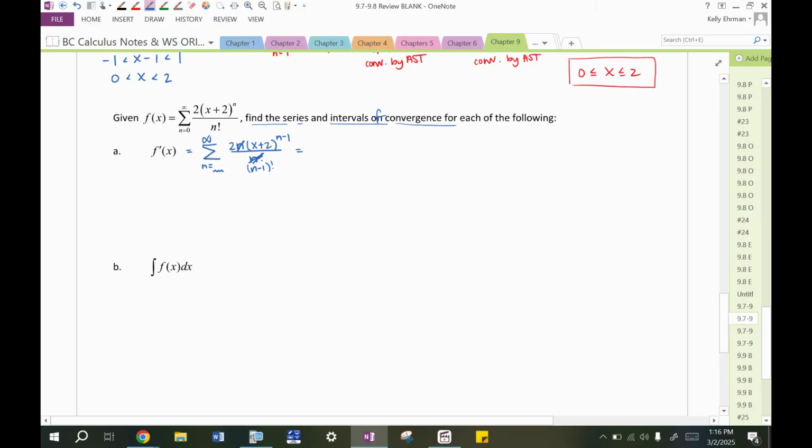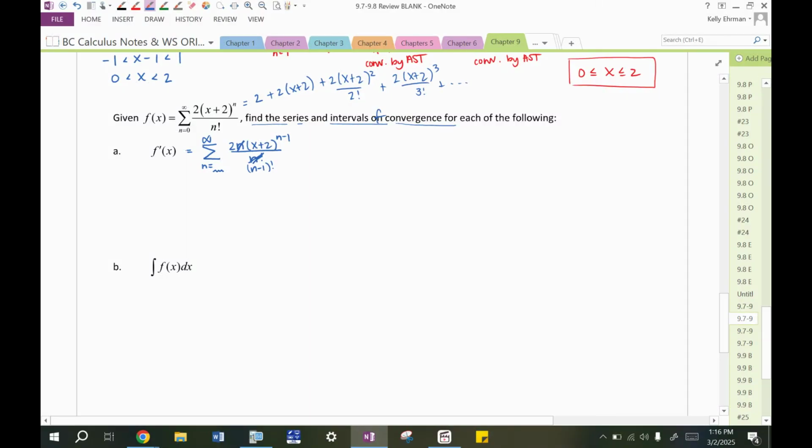All right, so what should the terms be? You don't have to list out terms if you don't want to, but if you're going to list out terms, I would list out terms for this one first. So if I put in 0, I get 2. And then if I put in 1, I get 2 times x plus 2. If I put in 2, I get 2 times x plus 2 squared over 2 factorial. Maybe I'll put in one more: 2 times x plus 2 cubed over 3 factorial.